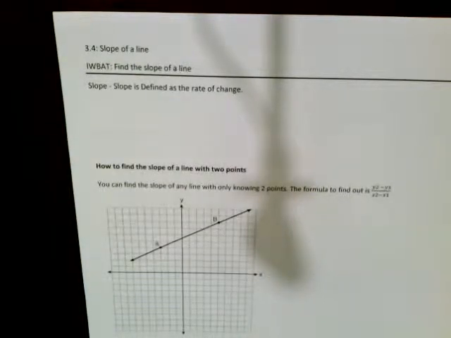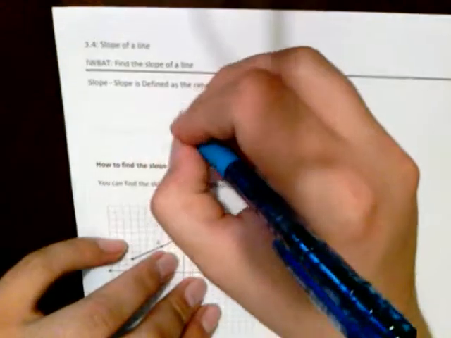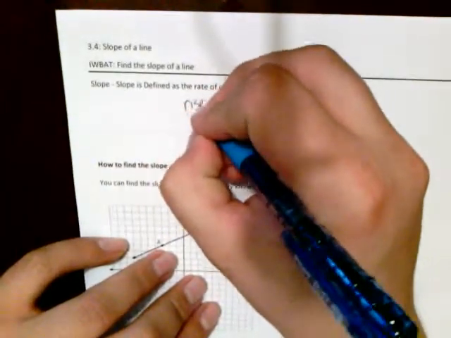Alright guys, so what we're going to be going over today is how to find the slope of a line. Let's start off with what a slope is. Slope is defined as the rate of change. Alright, so the rate of change is the rise over the run.